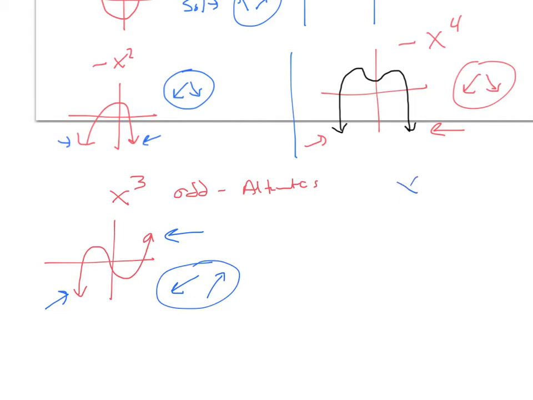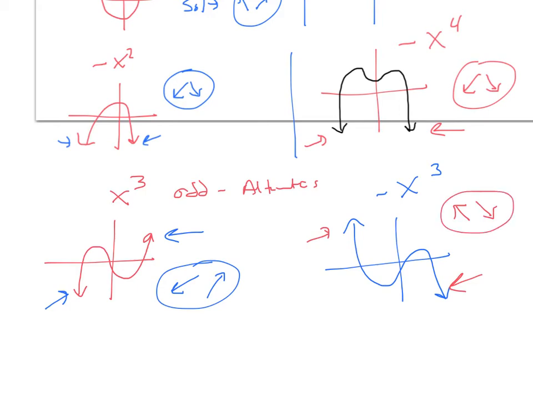If we look at a negative x cubed, we're going to notice that we flip-flop. Okay? So the end behavior would be up to the left and down to the right. That's our solution. The way that I remember the odd functions: if it's positive, it ends positive. If it's negative, it ends negative. And that's the way I remember end behavior for an odd function.